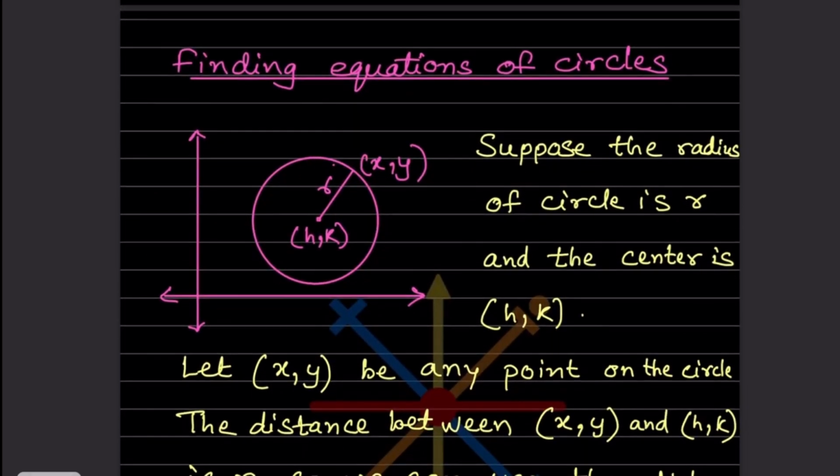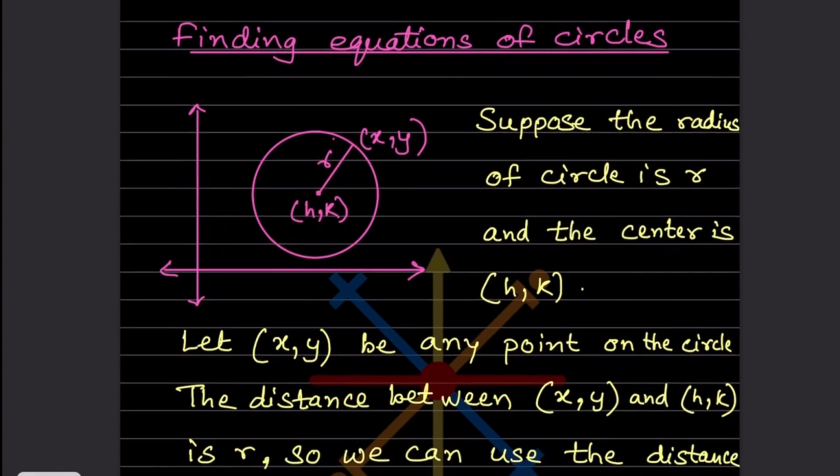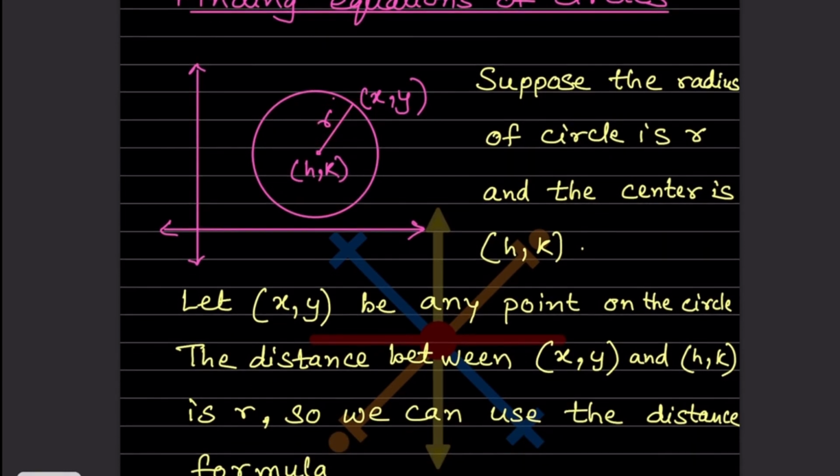Now see how to find the equation of circles. Suppose this is the circle, and the center of the circle can be written as H and K, and from here to here this is the radius, and this point is XY. Suppose the radius of the circle is R and the center is HK. Let XY be any point on the circle. The distance between XY and HK, between this and this one, is R. From here to here, this is R. So we can use the distance formula.